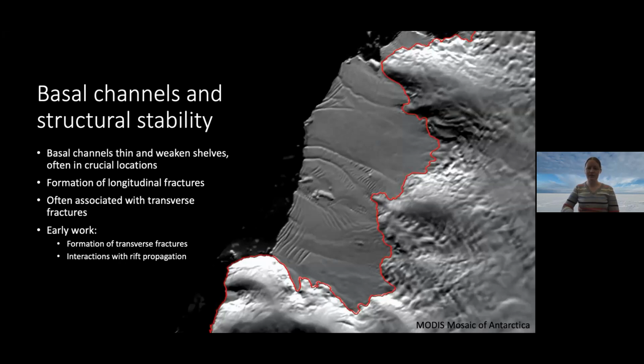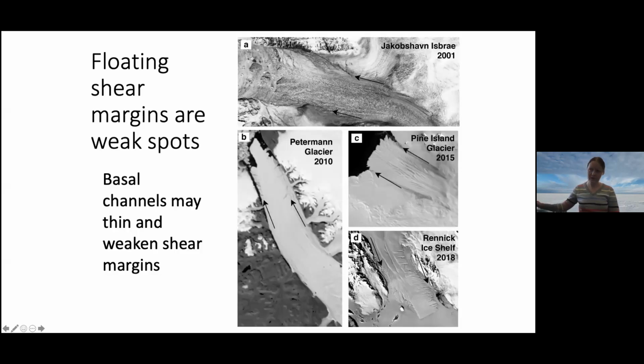But then we're also interested in what happens when you put basal channels on an ice shelf. How does that interact with flow patterns and with fractures and considerations like that to change the stability of the ice shelf, the structural stability of the ice shelf itself? So back to that stuff I was talking about with shear margins. Remember, we see basal channels very commonly showing up in shear margins. We've mapped those with those polynyas pretty confidently.